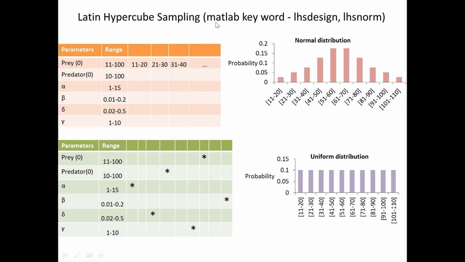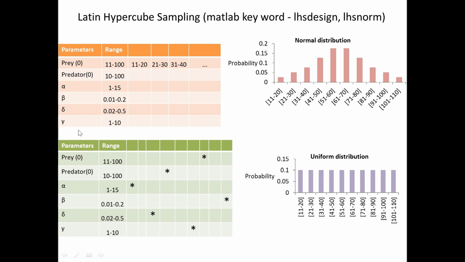So what we do in this method is we split the range of the parameters into a certain number of intervals. Let's say for the prey initial value we have a range from 11 to 100. We'll split it into 9 intervals: from 11 to 20, 21 to 30, 31 to 40, and so on. We'll do the same thing for every parameter.